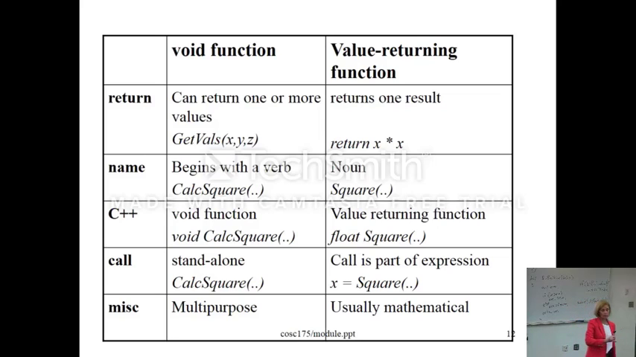Numeric or arithmetic and Boolean are the two predominant uses of value returning functions. There are also a lot of built-in value returning functions in all languages. Since we don't have exponentiation, there's a power function. There are many built-in math functions in C++ and Java. Okay. Questions so far?